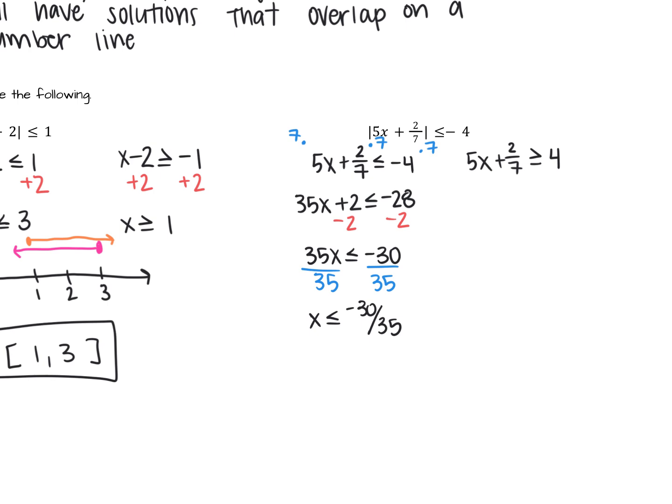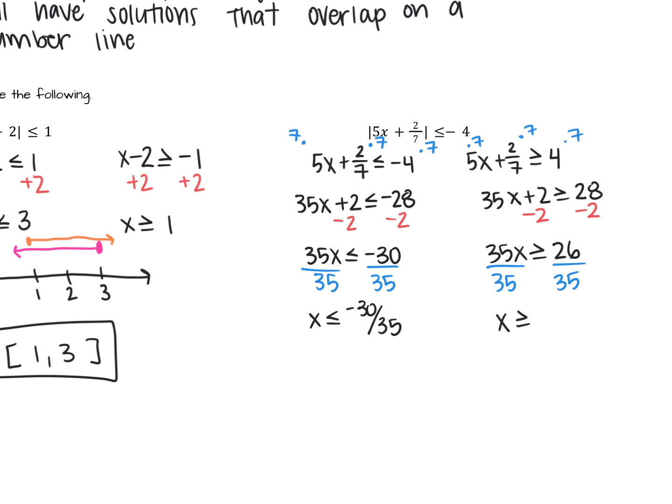For my second inequality, again, my first step is going to be to multiply everything by 7. We're going to get 35x plus 2 is greater than or equal to 28. First step is still to subtract 2 from both sides, but this time we get 35x is greater than or equal to 26. Then divide everything by 35, and we get x is greater than or equal to 26 over 35. I'm going to leave these as fractions and I'll show you why here.